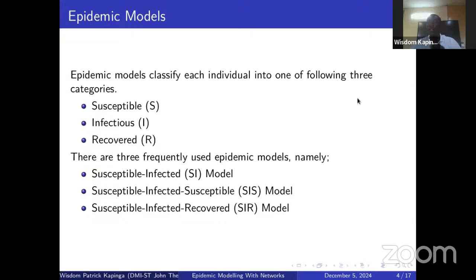When we talk of the SI model, we are just looking at a model whereby you want to model those that are susceptible and those that are infected. So you're just looking at the relationship to say, what does it take for one to be susceptible and then infected, and how will the disease spread in that context?